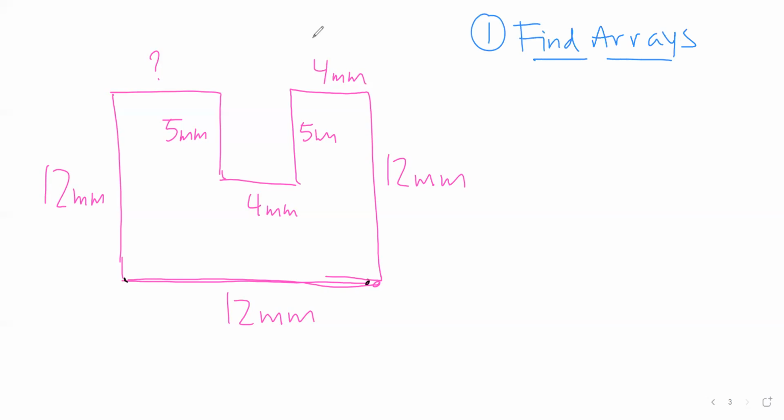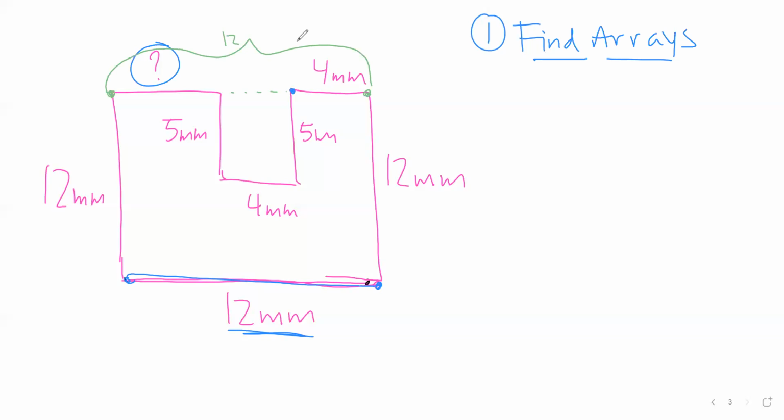Great. So let's find those arrays. Oh, wait. I guess I can't because I don't know what this is. But I can find out what it is. So look here. We know that from here to here is 12, meaning that from here to here, this whole thing would also be 12. And I know parts of this whole thing.